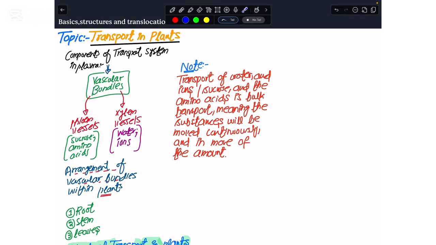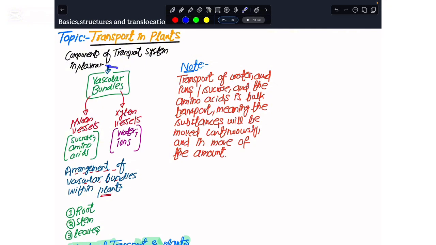And today we begin with one of the very important topics, and the topic is entitled transport in plants. By transport in plants, we will be saying how the water, ions, sucrose and amino acids are transported from one part of the plant to another part of the plant. So we simply see what makes up a transport system in the plant.